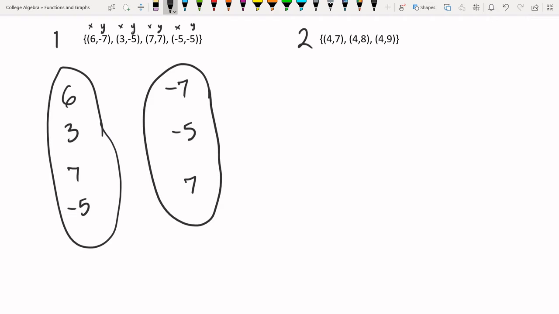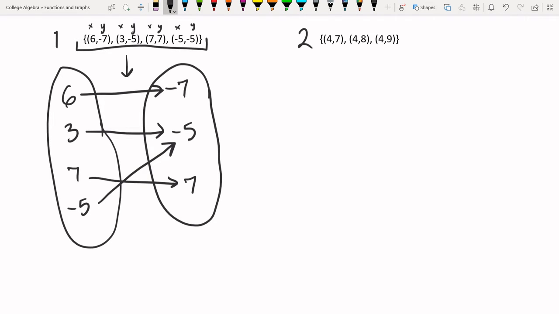Now, to show the relation, I'm going to draw an arrow going from the first balloon to the second balloon as designated by each of these. So 6 goes to -7, like that. 3 to -5, 7 to 7, and -5 to -5. So what I've drawn here is the relation that's designated in the set notation that I have on the top there. This is just the set notation for it. This is the graphical representation. It's kind of like algebraic versus geometric. It's just a different interpretation.